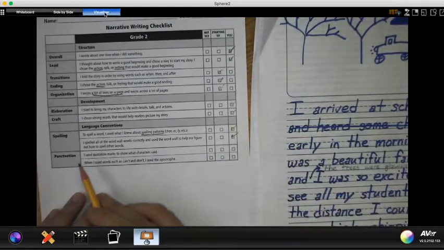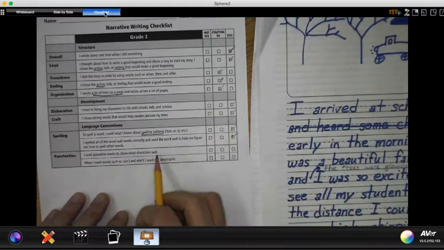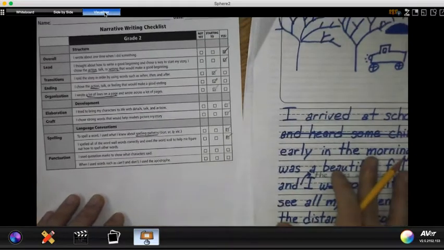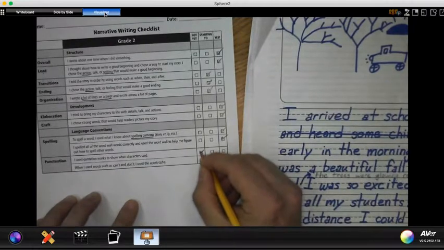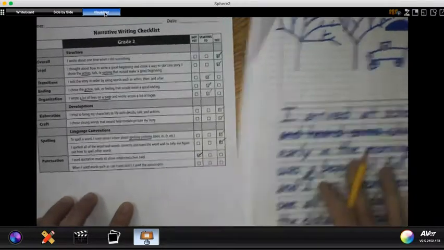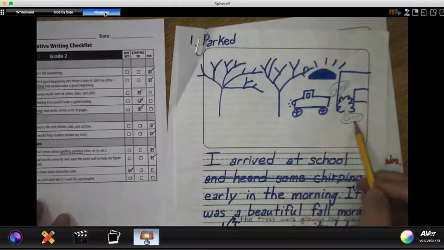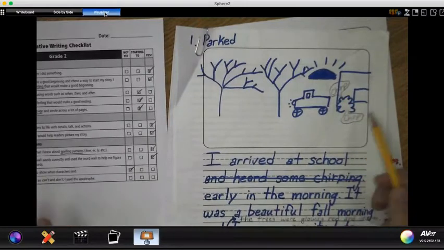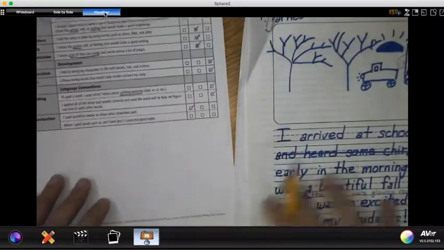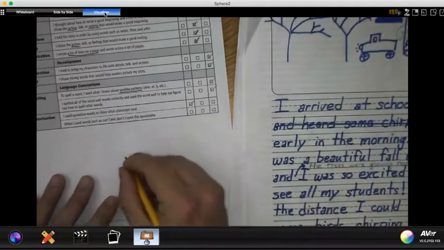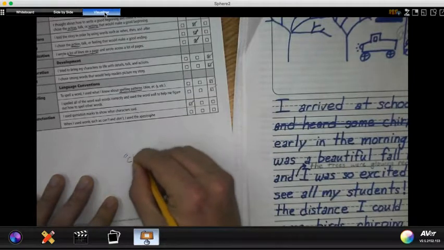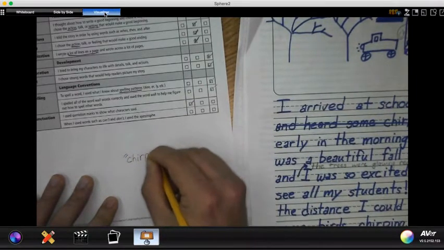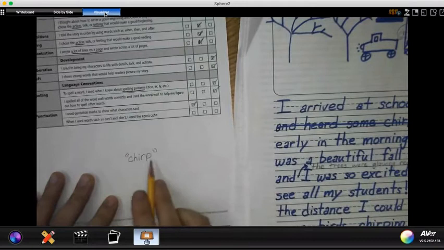And the last piece is punctuation. I use quotation marks to show what characters said. Did I use that in my story? Not yet. That's something that I need to go in and find and fix. So an example would be like this "chirp chirp" up here on my first page. If I were to be putting that in my writing, I would use two marks like this. "Chirp." And quotations like that. Just like we find in any book.